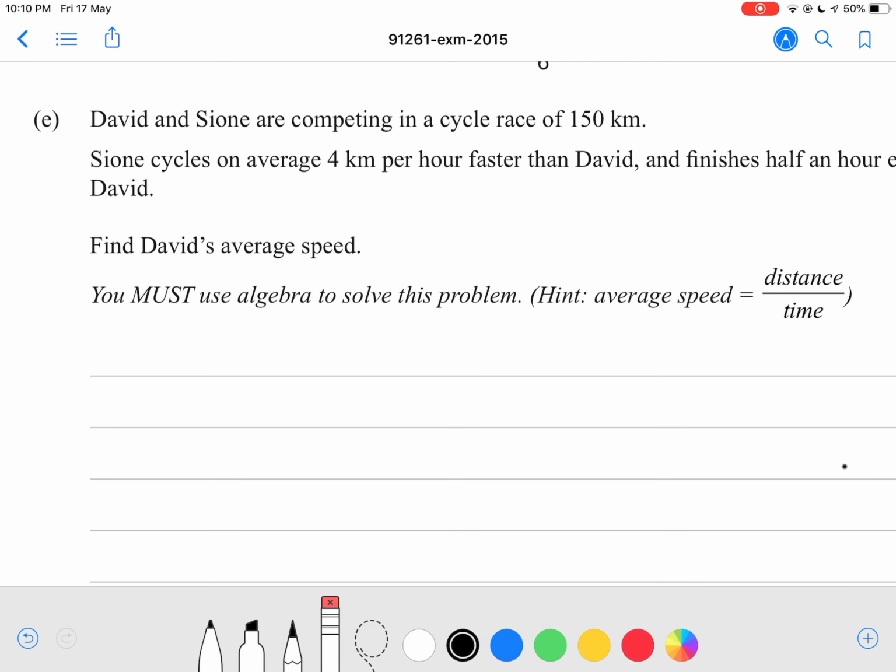So the total distance is 150 kilometers. And let's say David cycles at x kilometers per hour and Sion cycles at x plus 4 kilometers per hour, okay? So you know that the total distance divided by the speed is equal to the time, okay?